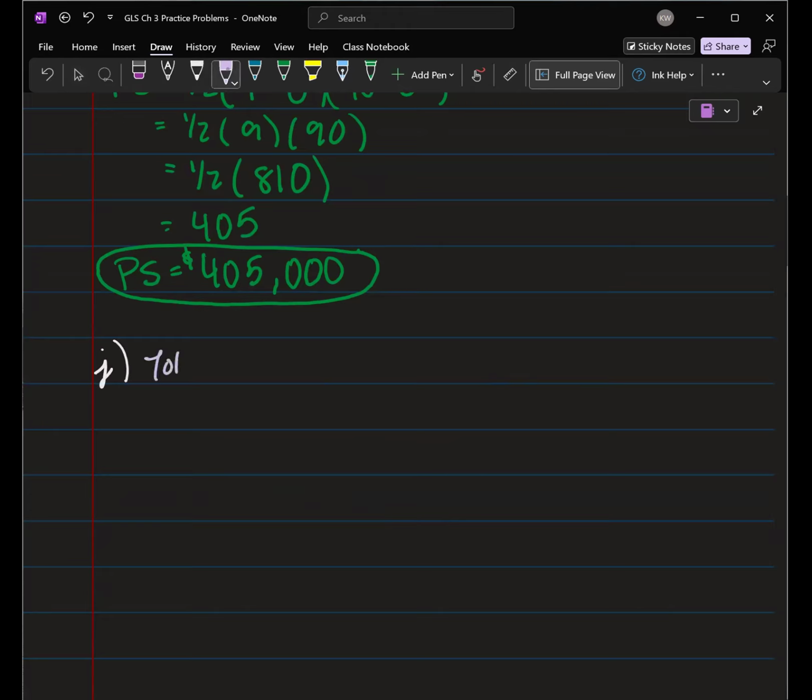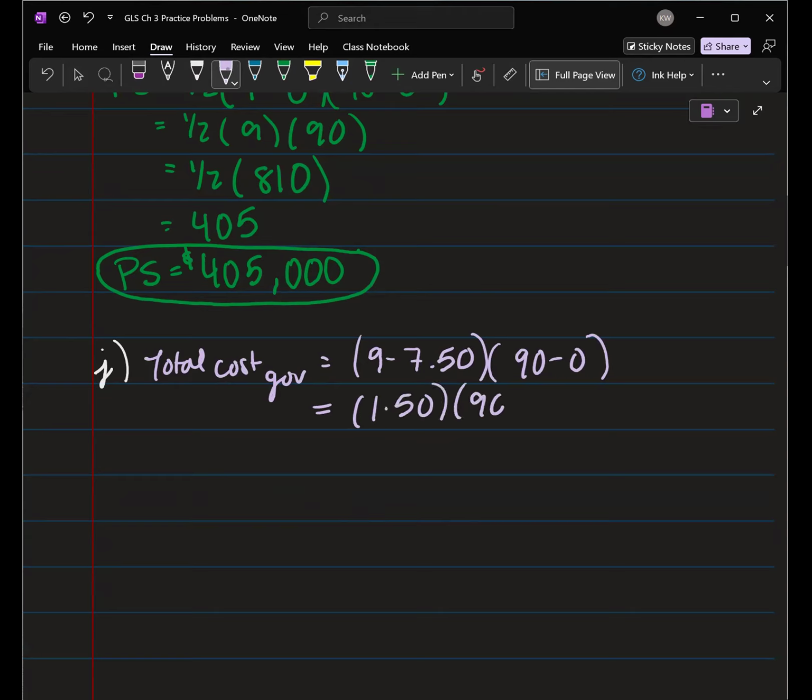So the total cost to government is going to equal $9 minus $7.50. That gives us our $1.50 subsidy times 90 minus 0. Right, that gives us the 90,000 labor hours. So we have $1.50 times 90. That's going to give us a total cost of $135. And since quantity is measured in thousands, we're going to multiply that by 1,000. And that gives us the total cost to the government of the subsidy.